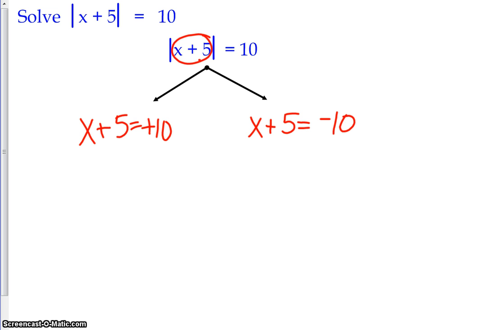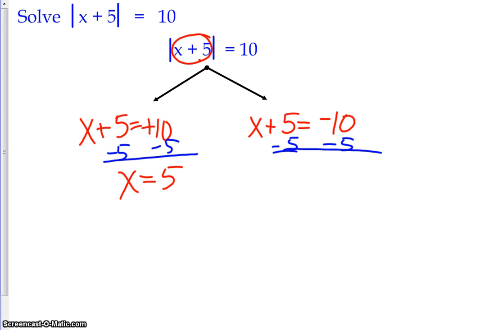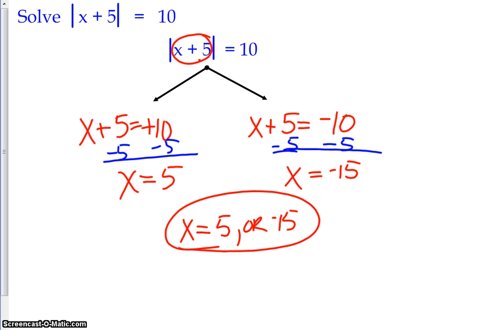Now in this case, we're going to take away 5 from both sides. We solve this equation, and indeed x would equal 5. In this case, we're going to subtract 5. I don't know why I put 15. Sorry about that. Minus 5 here. And here, x would equal negative 15. So x could either equal 5 or negative 15. When you ask what your answers are, you actually have two of them.